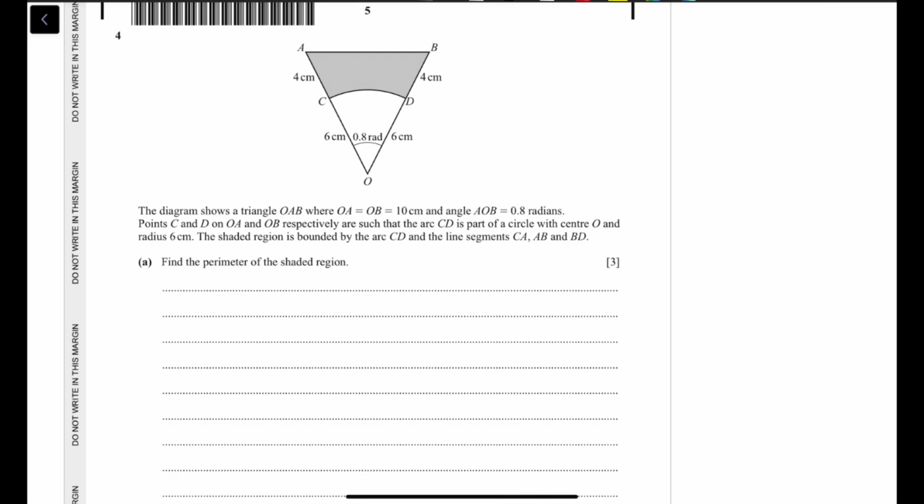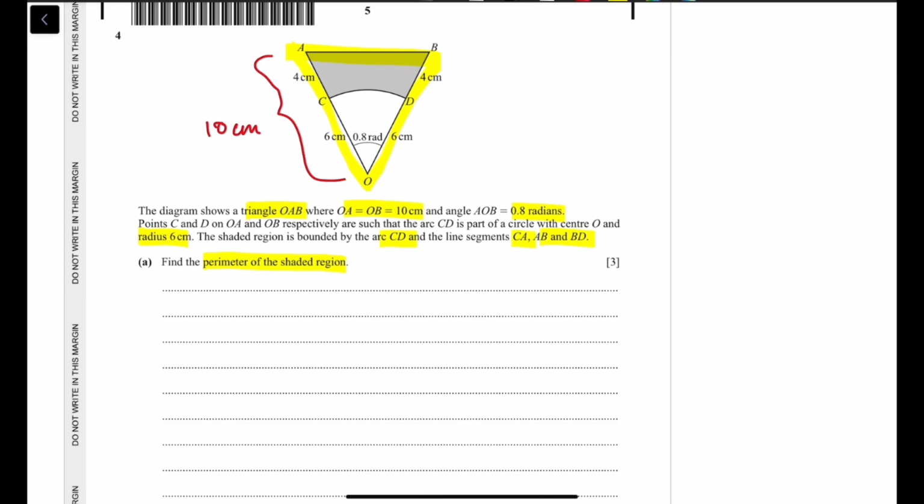Question number 4. The diagram shows a triangle OAB. OA equals OB, which is 10 centimeters. Angle AOB is 0.8 radians. Points C and D on OA and OB respectively are such that the arc CD is part of a circle with the center O and radius 6 centimeters. The shaded region is bounded by the arc CD and the line segments CA, AB, and BD. Find the perimeter of the shaded region.